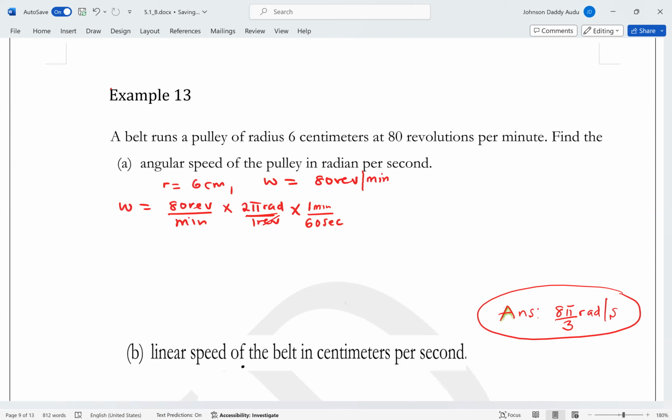So if you look carefully here, rev will go with rev. You have only rad, then minute will go with minute. So omega now is going to be 160 pi rad over 60 seconds. And now the 0 will cancel the 0. So we have 16 pi rad over second. But there is a divide by 6. Now if you divide both sides by 2, we should have 8 pi rad over 3. But now it's in what? In per second.